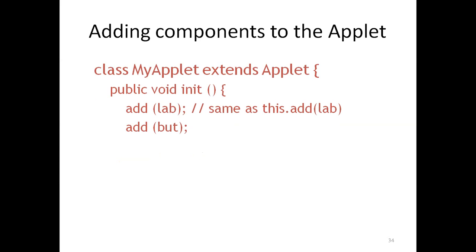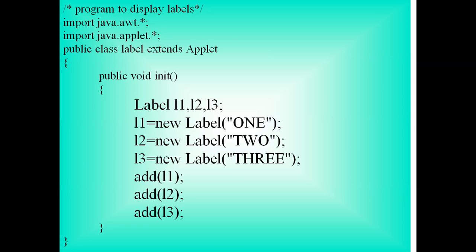So add label, add button, add toggle. Toggle is the checkbox, add txt is the text box, and this is the scroll bar. Add scroll bar, and so on. So we'll add all the components in this way in the applet. This is the complete program. Here we have three labels. You can see the program starts with import java.awt.*, and the next line import java.applet.*.